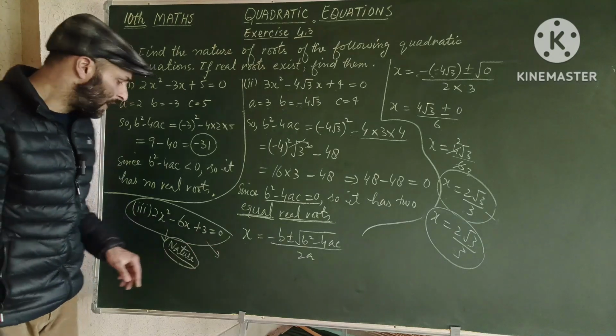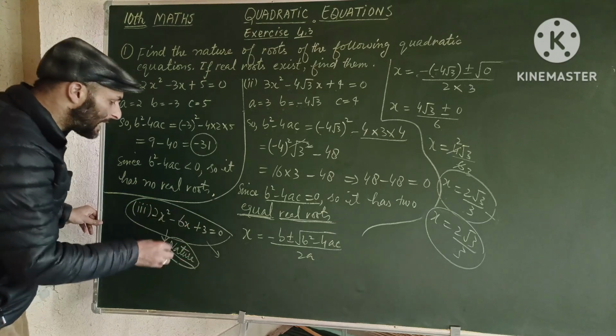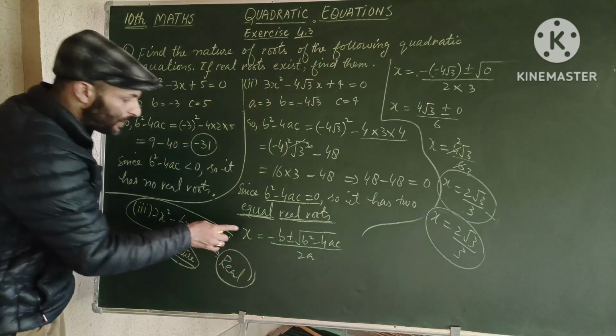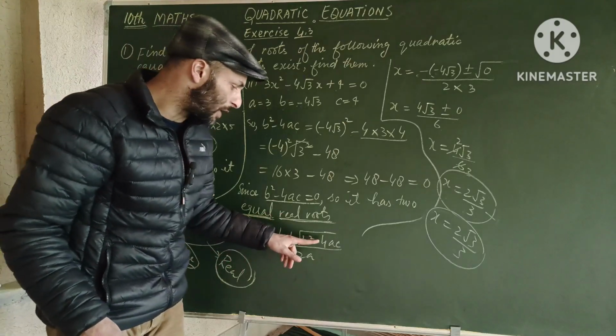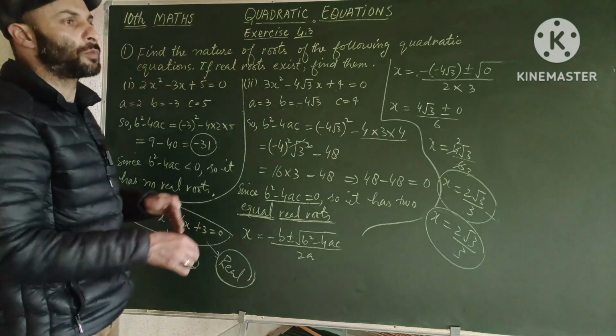First find the nature using b square minus 4ac. If real roots exist, find them with the help of the quadratic formula: minus b plus minus under root b square minus 4ac divided by 2a.